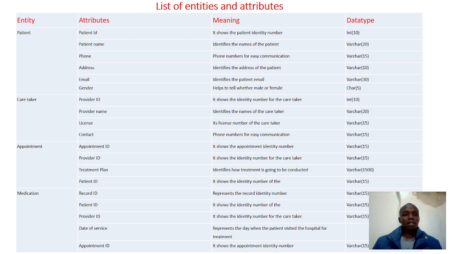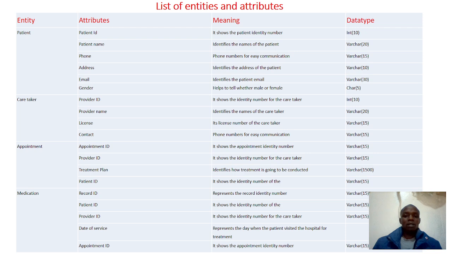This is a summary of what I used to design my tables, like the entity, the attributes, the meaning of some of the attributes used in this project, and which data types were used with their specific values, like the limitations on what values you should feed into that table or that column or that row.